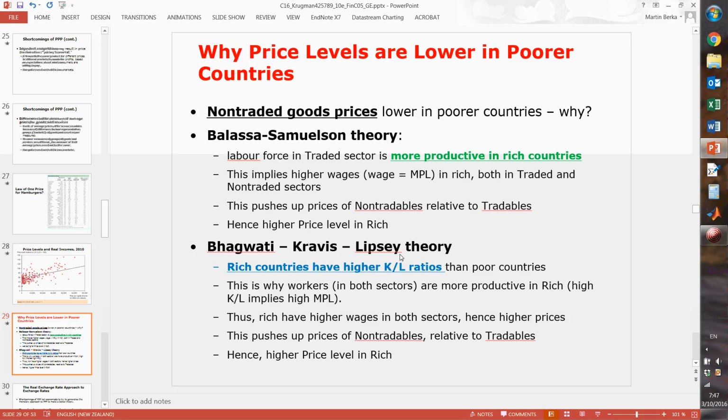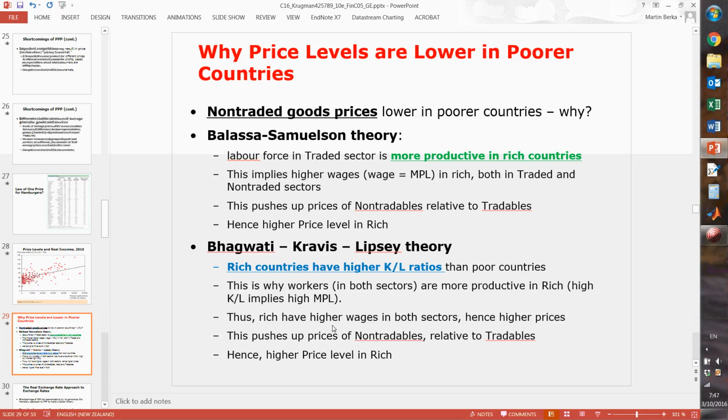And then the rest is actually the same as in the first theory, namely, these workers are more productive, but for a different reason. Here it's because they have a higher capital to labor ratio, more capital to work with for every worker. Therefore, they're getting higher wages. And this theory is not specific to a traded sector. It's specific to any sector, basically. So the wages are higher, and hence prices are higher, and particularly non-tradable prices are higher.